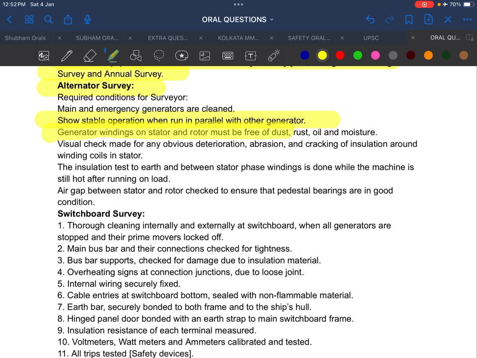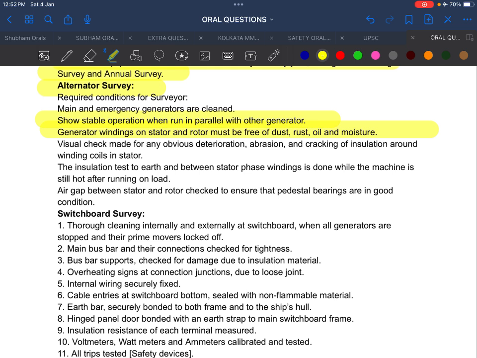The generator voltage on the wire, stator and rotor must be free of dust or not. Dust is very important, you know. This dust is very important, because if there is dust, our efficiency is affected and it can cause the resistance to increase, and there are a lot of things regarding the dust.